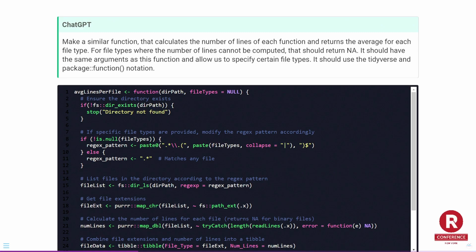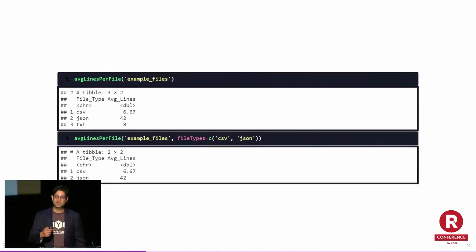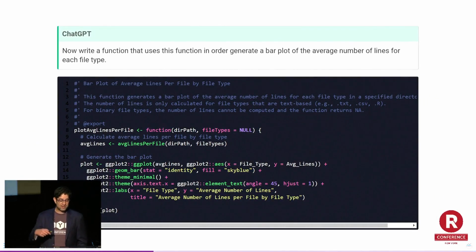Now, it did give us roxygen automatically for this function. I left it out so it would fit on the slide. Now the function works. This gives us the average number of lines for each file type, whether you use the default case or whether you specify what files you want. So I'm really excited about this. Now I said, now write a function that uses this function to generate a bar plot of the average number of lines of each file type.